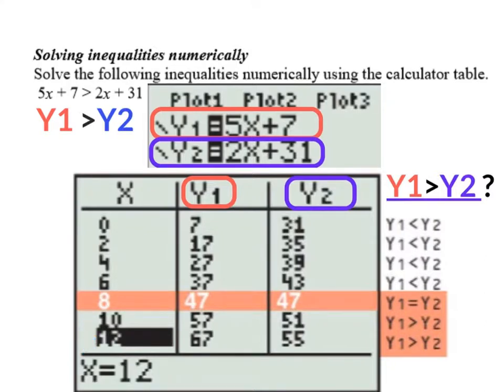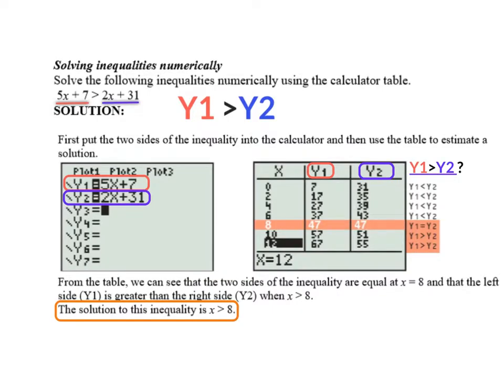After an x value of 8, if we compare their outputs, we'll notice that all the y1 values are greater than the y2 values. So we would say the solution to this would be when x is greater than 8. So the solution to the inequality is x is greater than 8. Any value of x greater than 8 will make the inequality true.